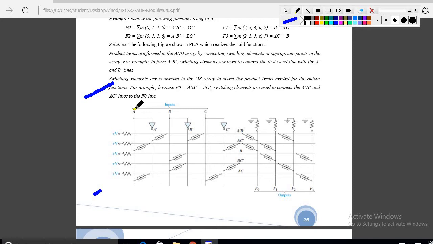For that reason I am writing A, B, C, and for A bar, B bar, C bar I am writing inverters. So for that reason A bar, B bar, C bar, right? So here, for f0, f1, f2, f3 are the outputs on the right hand side. If I want to get f0, I need to add A bar B bar plus A C bar, right? Where is your A bar? Here, A bar, B bar.